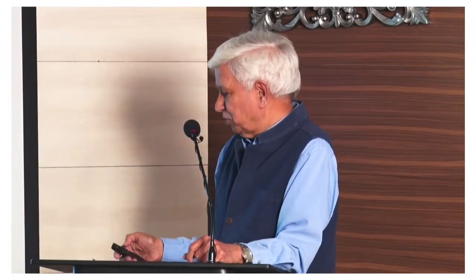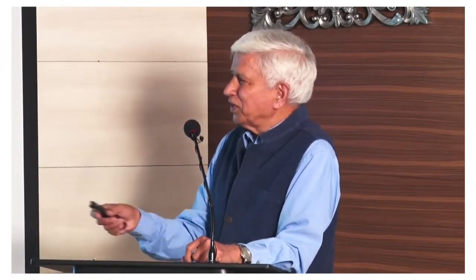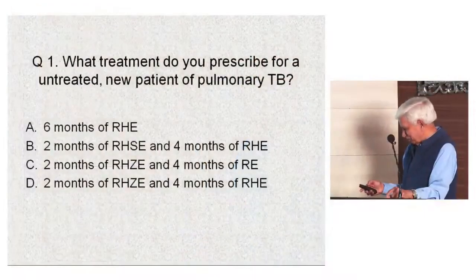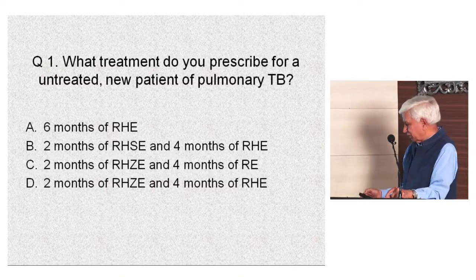A few questions for you people. We've already discussed these details. What treatment do you prescribe for an untreated new patient? D, 2 months of 4 drugs and 4 months of 3 drugs. I think that's right.